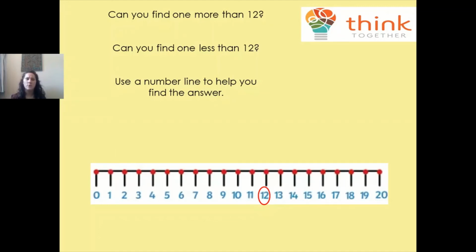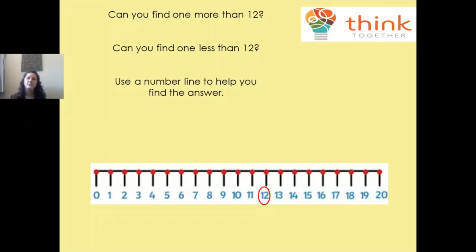If I'm finding more, let's just remind ourselves, what's happening to the number? Is it getting bigger or smaller? And are we adding or taking away? That's right. The number is going to get bigger and we are going to be adding. Now, if we're adding, that means we need to move forward on our number line. We know that when we use a number line, we draw jumps to help us.